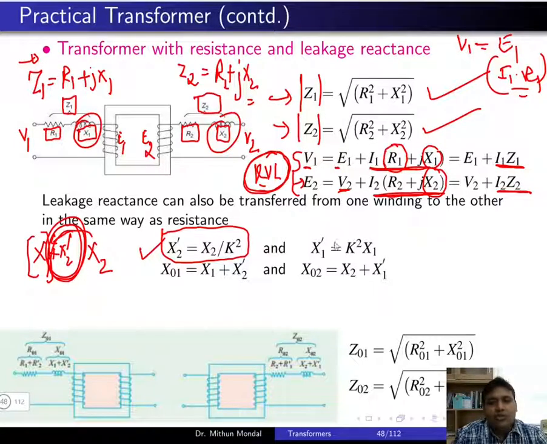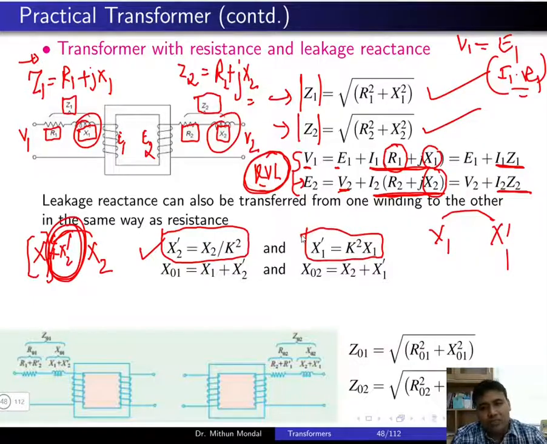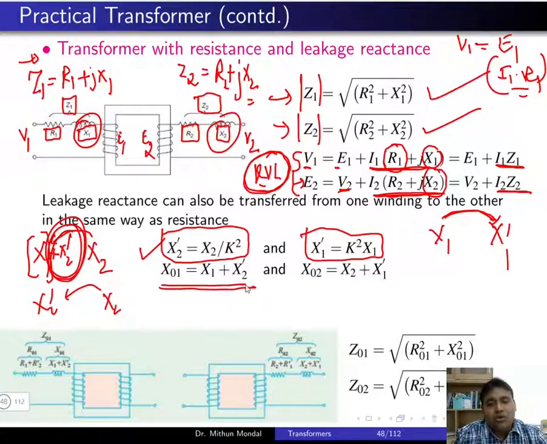whereas if you want to take the primary X1 on the secondary side, then you can write X1 dash is equal to K square times X1. So you can take the primary reactance on the secondary side, or the secondary reactance X2 on the primary side as X2 dash. You can do either. So the total reactance X01 is equal to X1 plus X2 dash, or X02 is equal to X2 plus X1 dash.